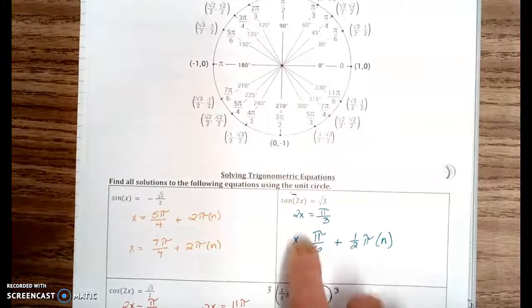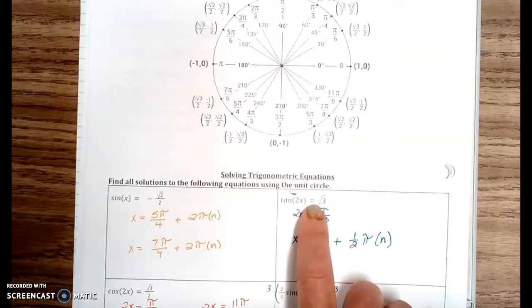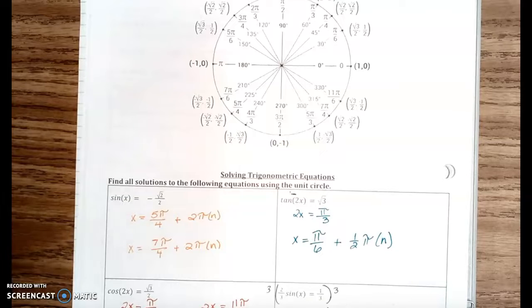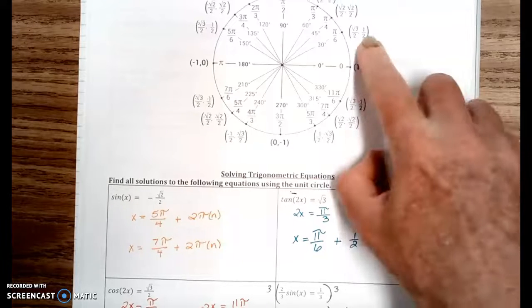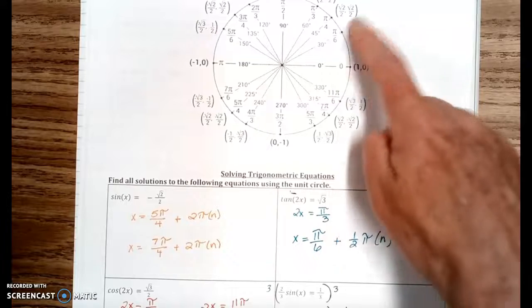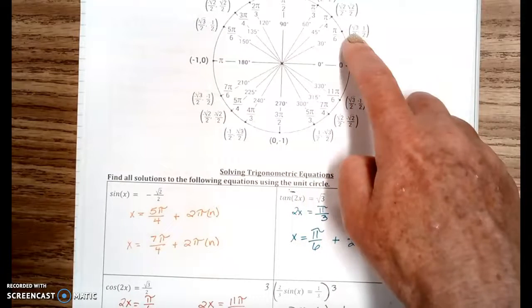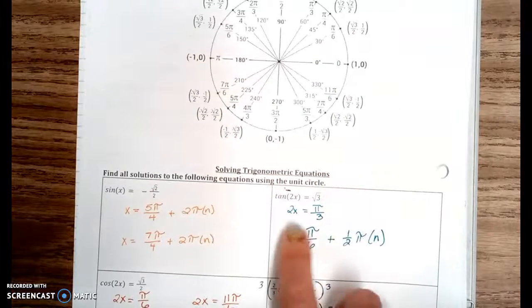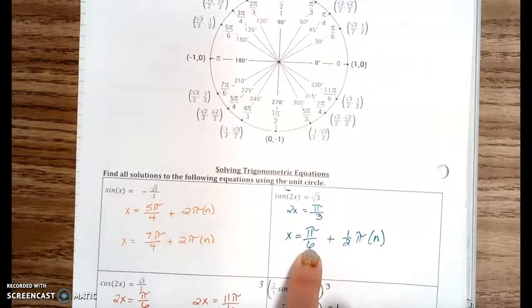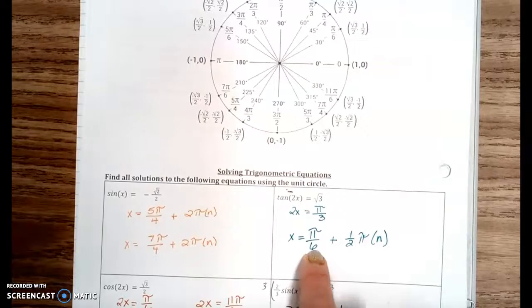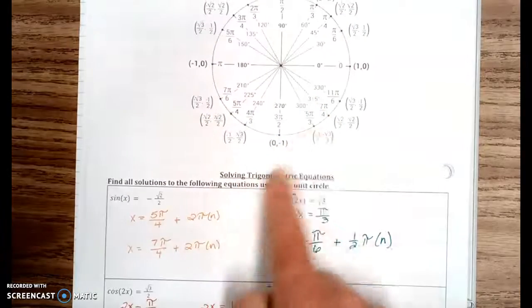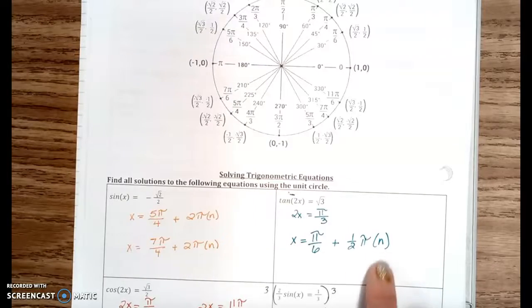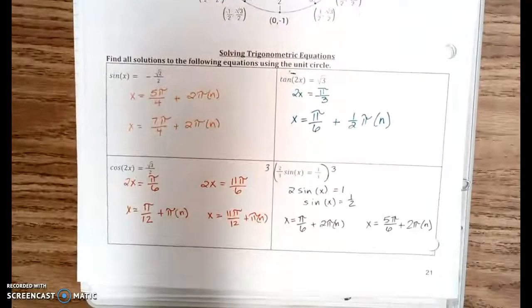In the next box, we have the tangent of 2x is equal to rad 3. And so the tangent is sine divided by cosine. So if we take the cosine divided by the sine and we invert this, the 2's are going to cancel and we're going to be left with rad 3, which happens at pi over 6. This one's going to happen every half of pi. So we're going to notate that that one is happening every half pi rotation.